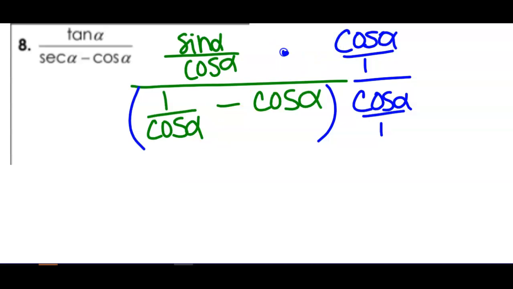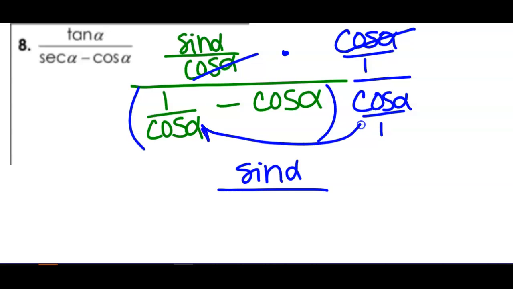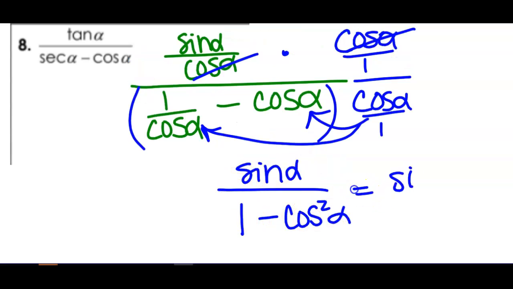So up here when I multiply, those will divide out and I just wind up with sine. In the denominator I'm distributing, so cosine times 1 over cosine will just be 1, and cosine times cosine right here will be cosine squared. And then this is an identity. 1 minus cosine squared is sine squared.